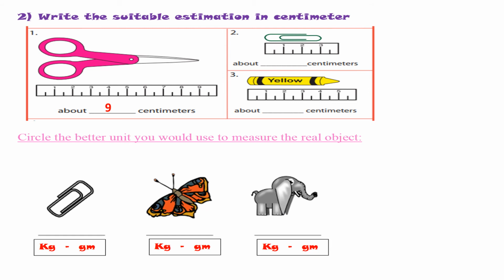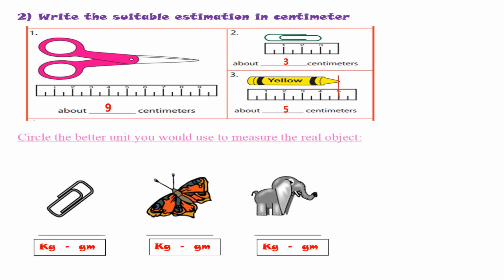Okay, the next one, number 2. These are paper clips. This starts from 0 and stops at about 3. So its measure will be about 3 centimeters. This is the yellow one. I need to know its length. It stops at about 5. So it's about 5 centimeters.